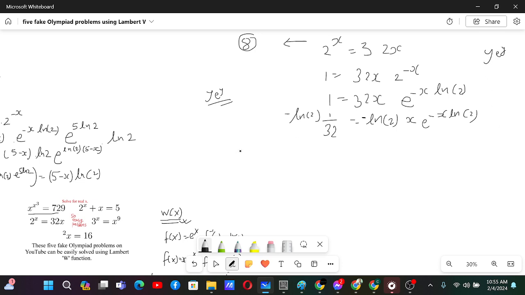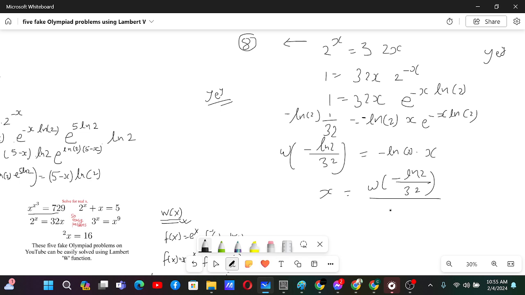So now you can use the Lambert W function. Lambert W of minus ln 2 by 32 is equal to minus ln 2 times x. So we get the value of x: Lambert W of minus ln 2 by 32, divided by minus ln 2.